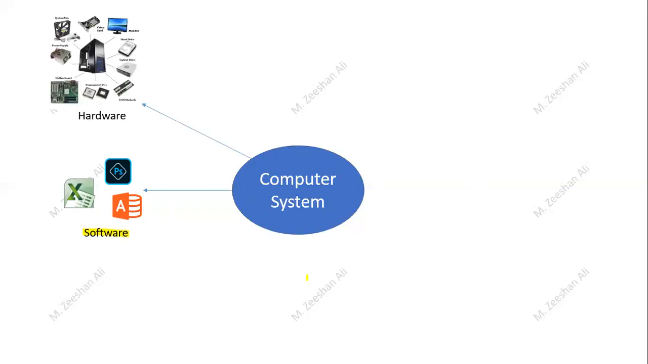The second thing is the hardware. In our computer system, what kind of hardware will be used depends on our requirement, and when the requirement varies, the hardware varies. So all the instruments and devices that are going to be used in a computer system will fall in this category.